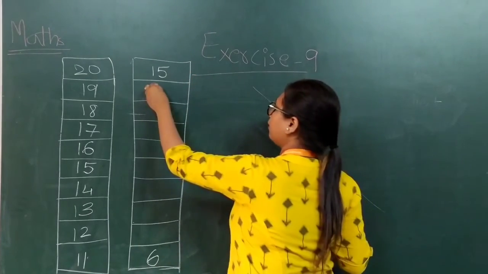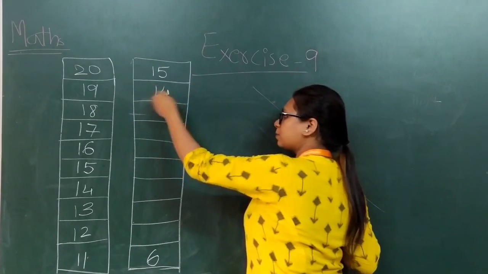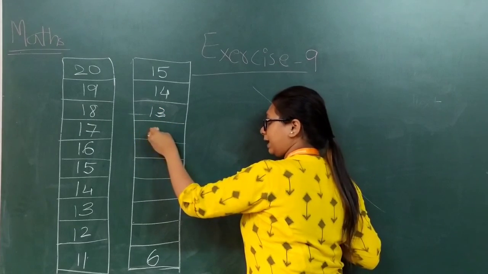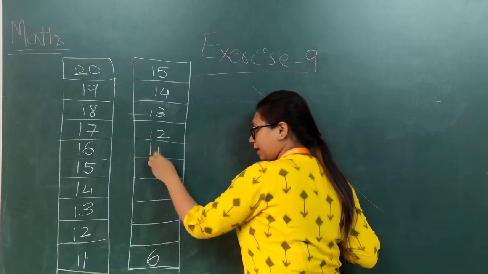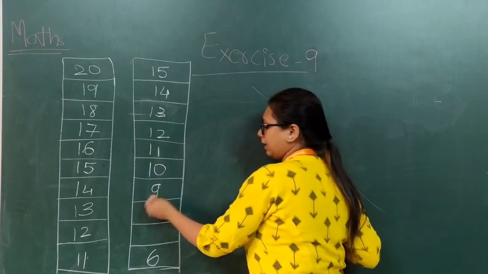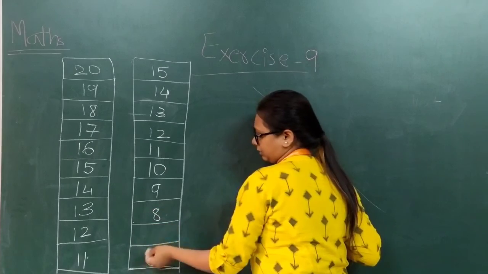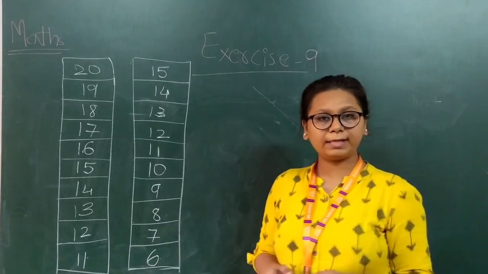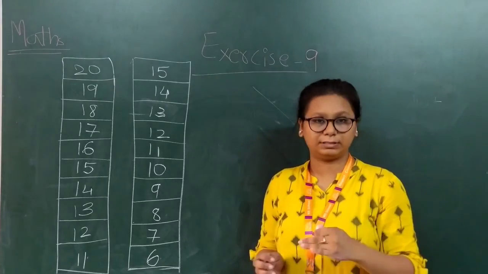The same way this one. 15, 14. What comes before 14? 13, 12, 11, 10, 9, 8, 7 and 6. Okay, so you have to count backwards.